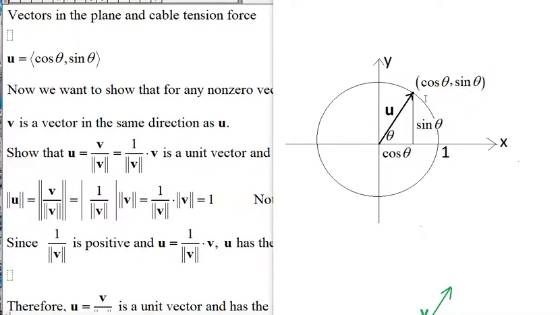And therefore we can write that the vector u, which is a unit vector since its length is 1, will have components of cosine of theta and sine of theta. And so this is what the unit vector in terms of theta is.